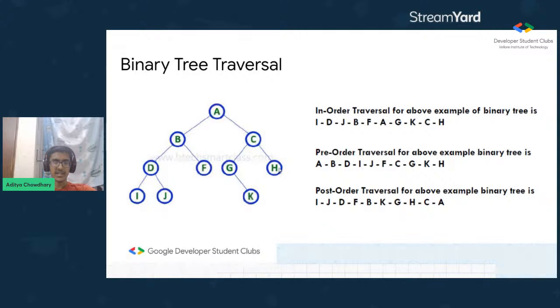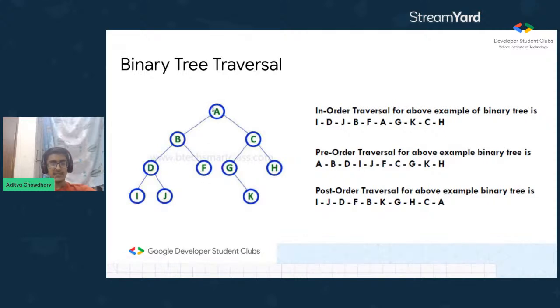Now, pre-order traversal means that we first take the root, then we take the left, and then we take the right. And this changes things up a bit. So first we take A, then we take B, which is the root node, and then D, and then we take the left and right side. So left is I and J, and then the right side here is F.